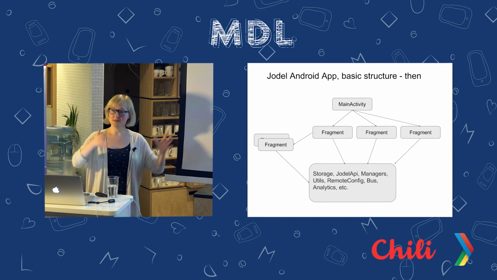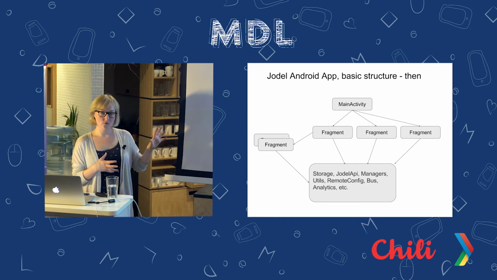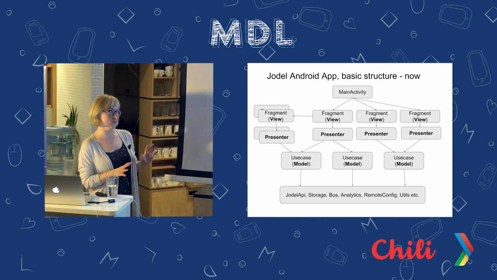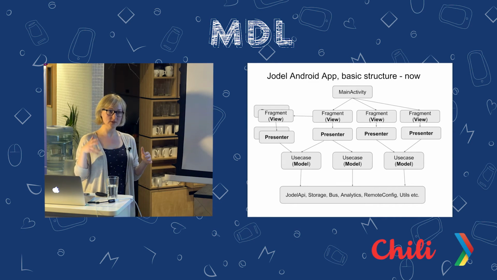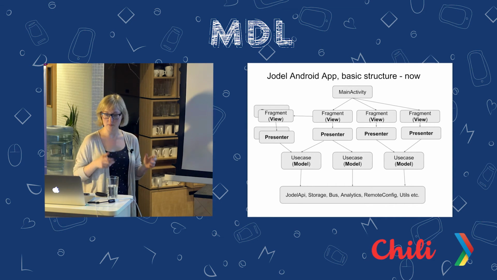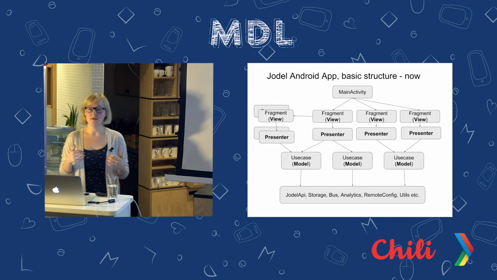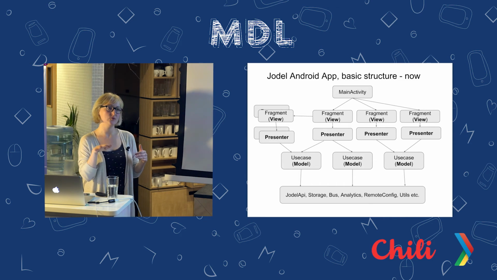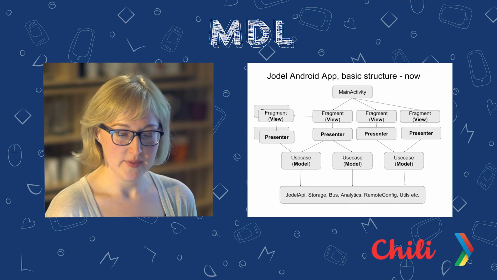Now, again, let's go back to this very weird diagram. So this is how it was a few months ago, and this is how it is now. So we have fragments as view now. We have presenters with each fragment because they are a couple. And we have model, which we call, in our case, use cases. And a presenter can use more than one model, actually. And one model can be used by more than one presenter.